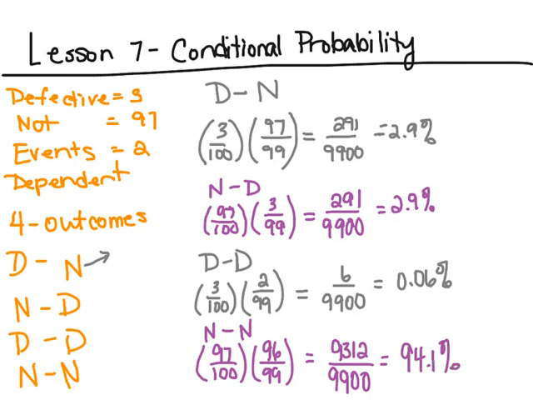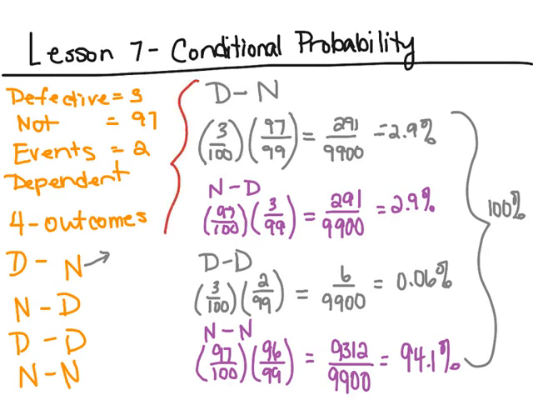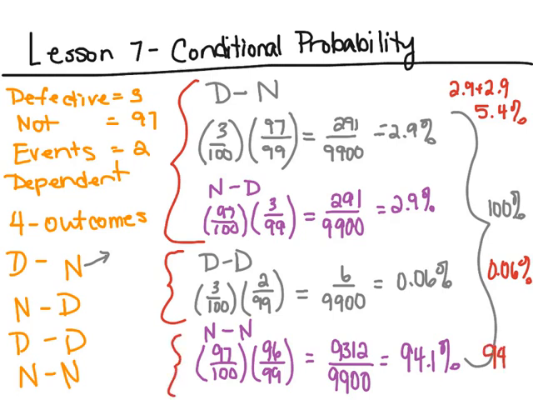And we know that this is correct because if you were to add all of these together, it would be 100%, roughly. You can take a little consideration for rounding. So if we wanted to find the probability for each, 1 chip being defective would be both of these. So it would be 2.9 plus 2.9, which is 5.4%. Both of them being defective, there's a 0.06% chance, and none of them being defective is 94.1%. There's all our outcomes.